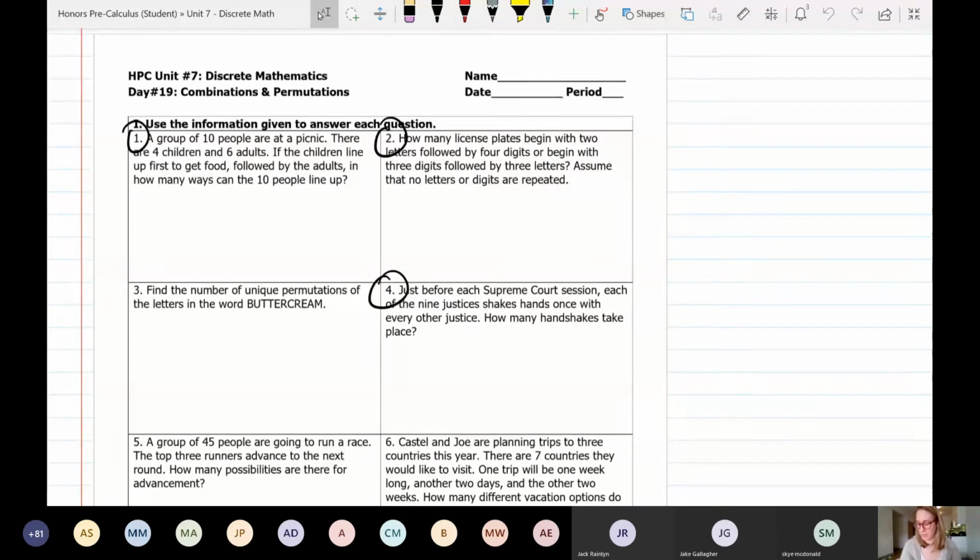So we have a group of 10 people at a picnic. There are 4 children and 6 adults. If the children line up first to get food, followed by the adults, in how many ways can the 10 people line up?